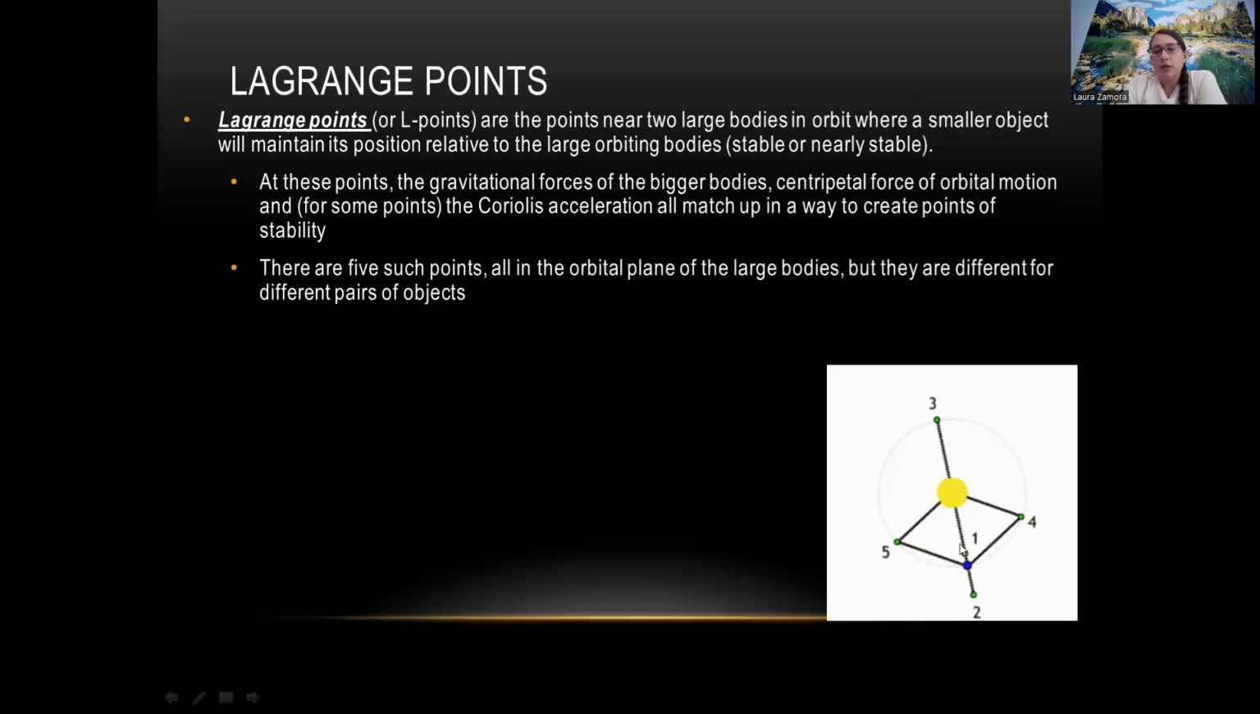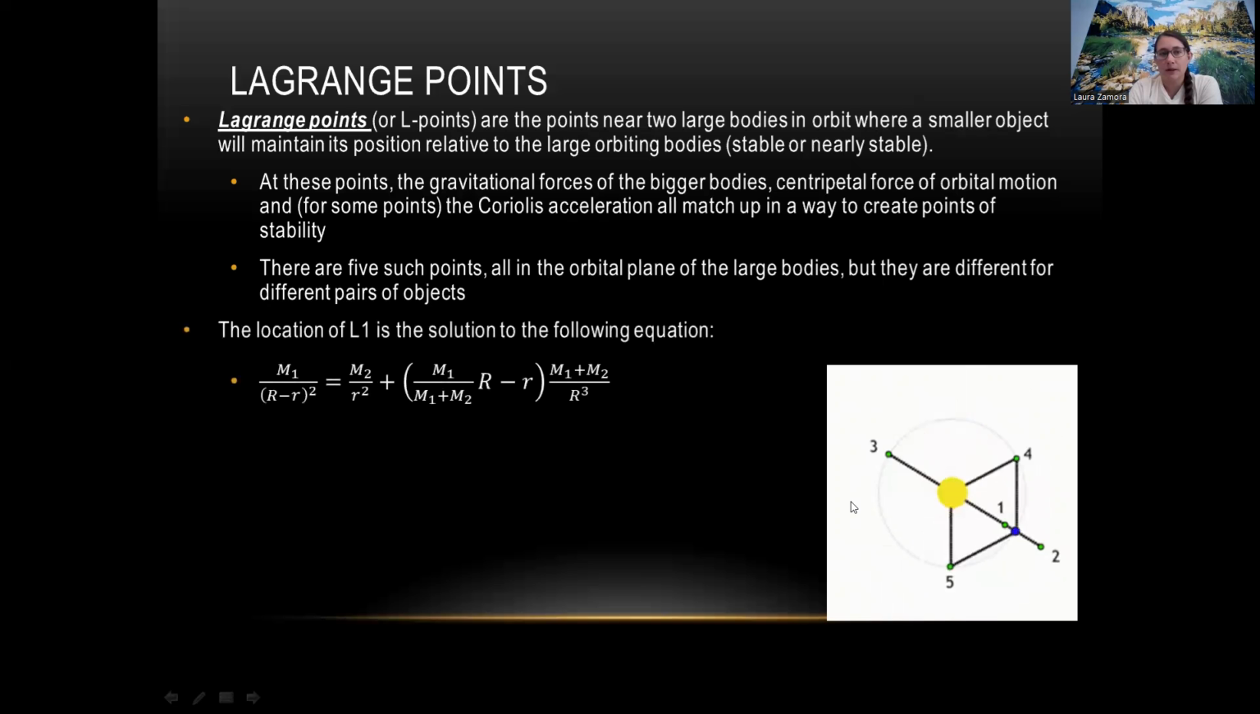So the first Lagrange point, or this point labeled 1, is between the sun and the Earth, right? Where the force of gravity from the Earth is balanced out by the force of gravity from the sun. The second Lagrange point is past the Earth. The third Lagrange point is exactly opposite the Earth in its orbit, so like behind the sun. And then Lagrange points 4 and 5 are at the same distance from each other, one in front of the Earth and one behind the Earth in its orbit.